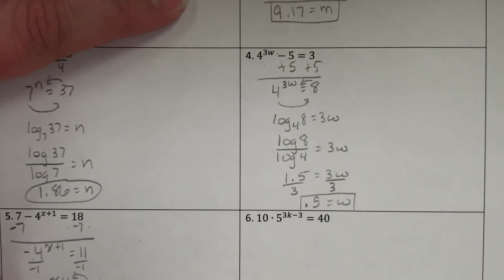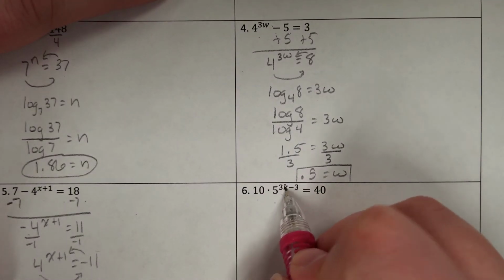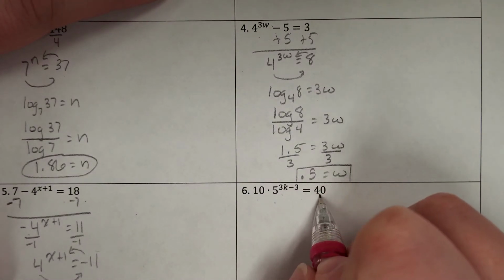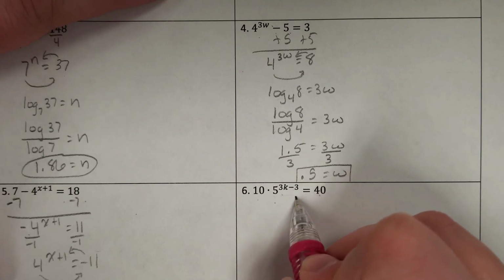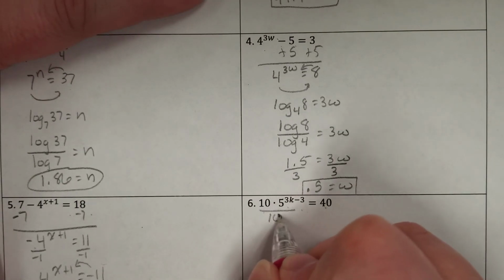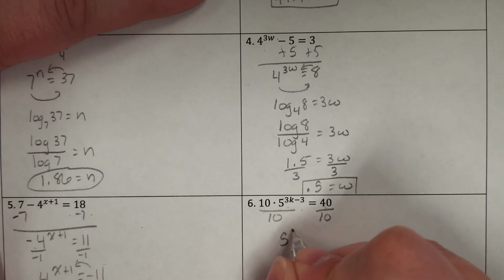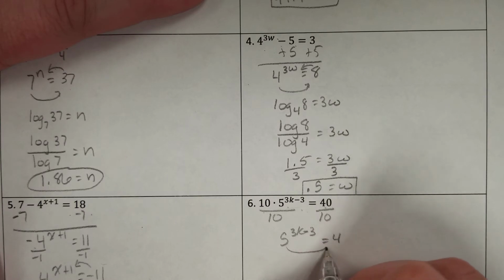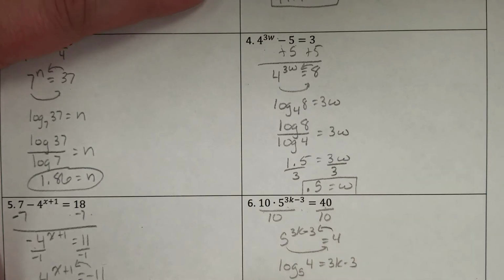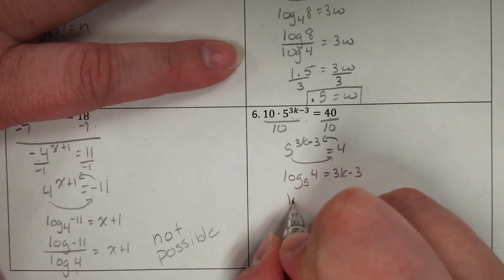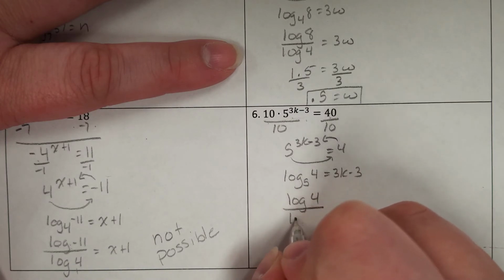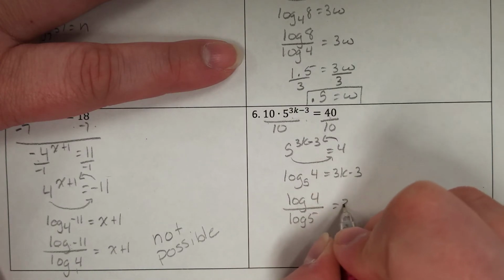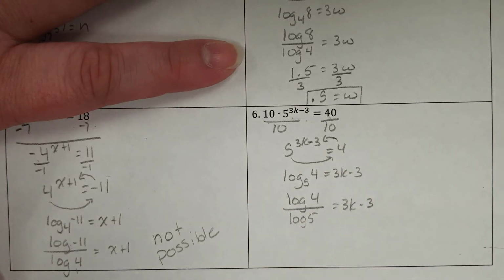All right, moving on. So we have 10 times 5 to the 3k minus 3 equals 40. So you have to get the 5 to the 3k minus 3 by itself. So divide both sides by 10. So we have 5 to the 3k minus 3 equals 4. And then put this in log form. So log base 5 of 4 equals 3k minus 3. And then change of base, so log of 4 over log of 5 equals 3k minus 3.